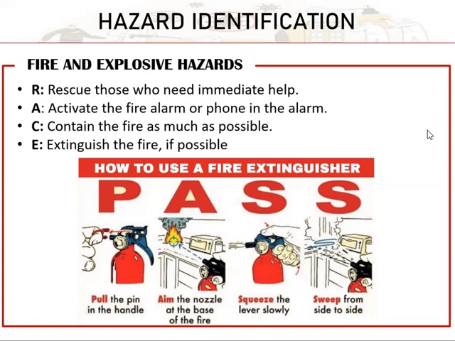So we have here the PASS. So these are the steps to remember in using a fire extinguisher. So P is to pull the pin and the handle. And then A is to aim the nozzle to the base of the fire. And then S is to squeeze the lever slowly. And S is to sweep from side to side.